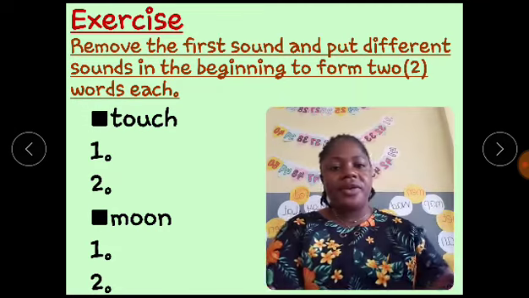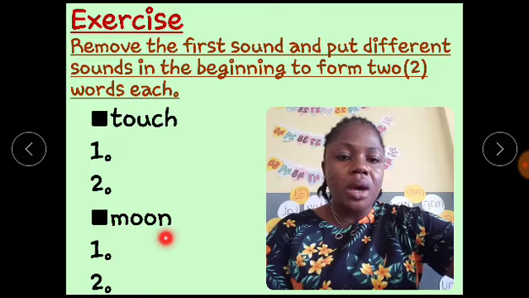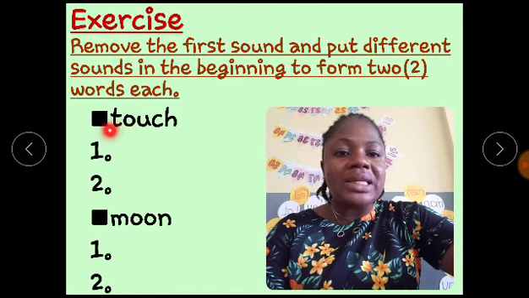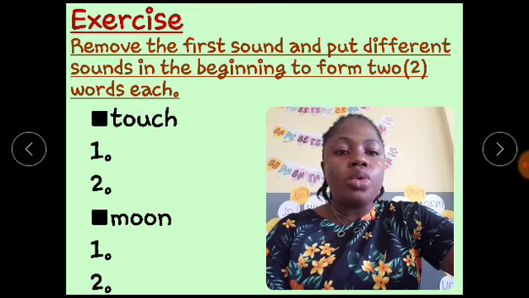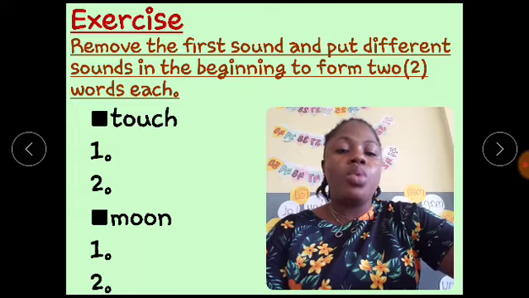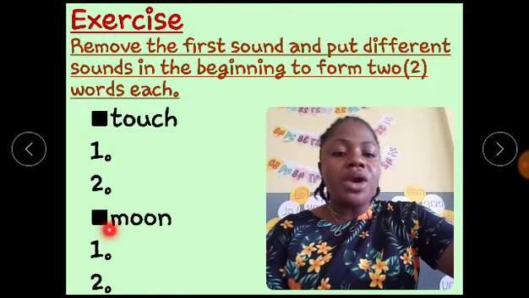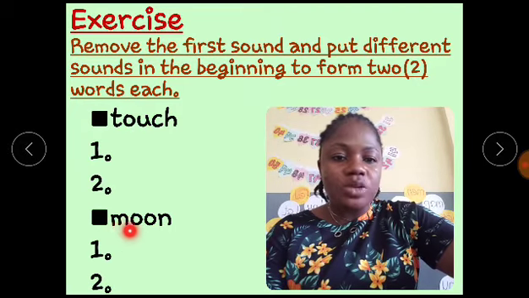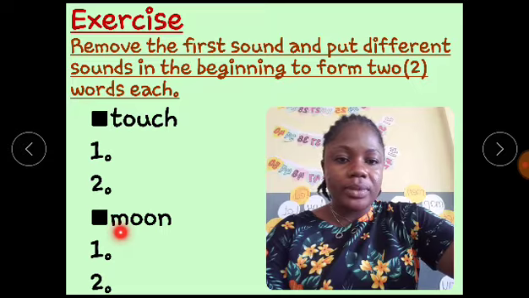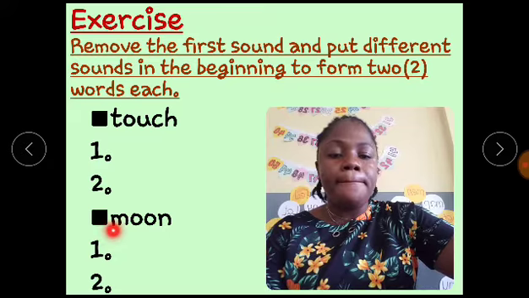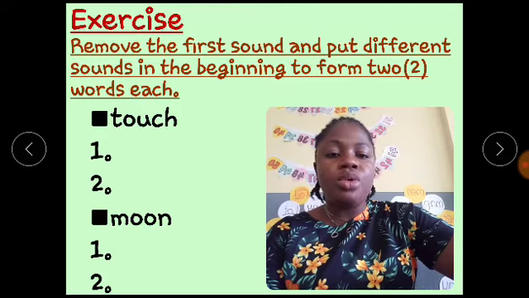Then we have moon. So you are going to be replacing the initial sound. You are going to remove the t and replace it with another sound to form a word. So you are giving us two words. Now, with the moon, you are going to be taking off the m, then you replace it with another sound. You give us two words. So you find two sounds, replace them, and then you write two words.